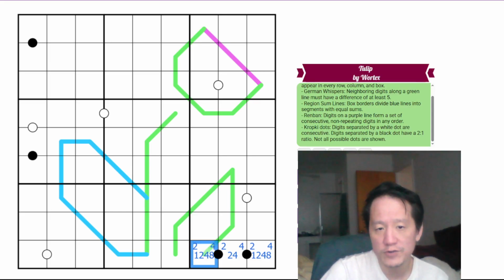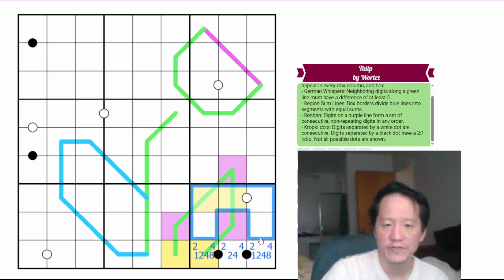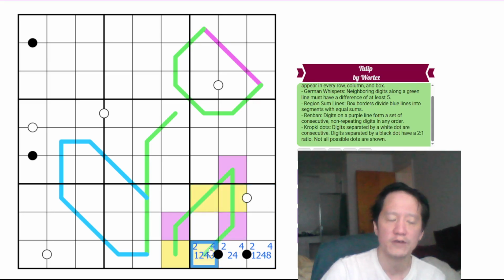So say whatever digit this is, we'll just mark this as yellow. This has to be the opposite set, so we're going to mark that as pink. This is yellow, this is pink, and this is yellow, pink, yellow. Now, interestingly enough, that means in this box, we have 3 of the yellow set.